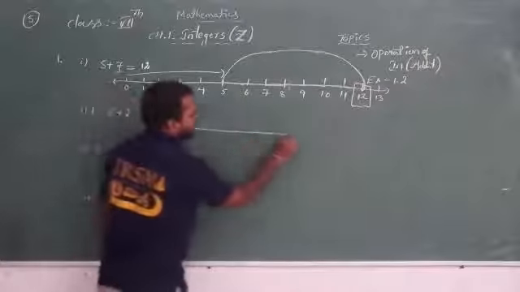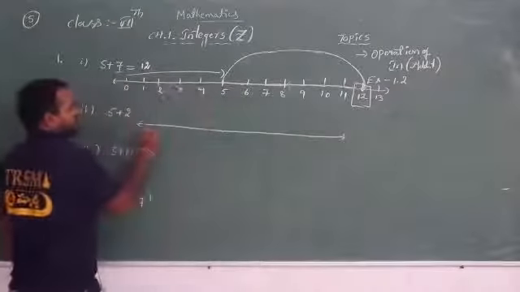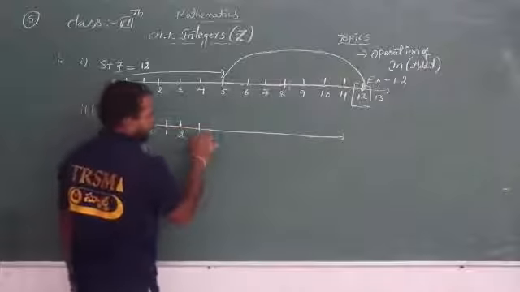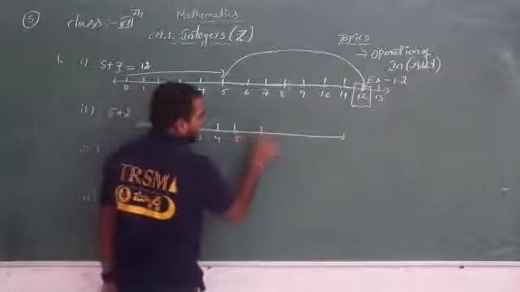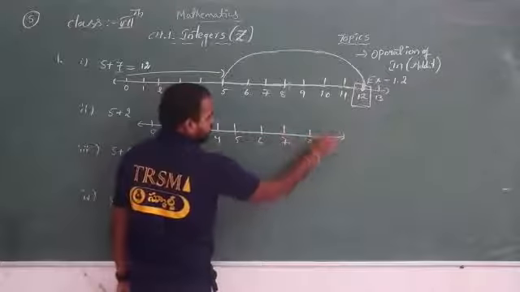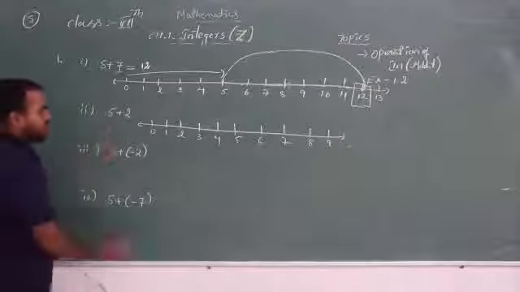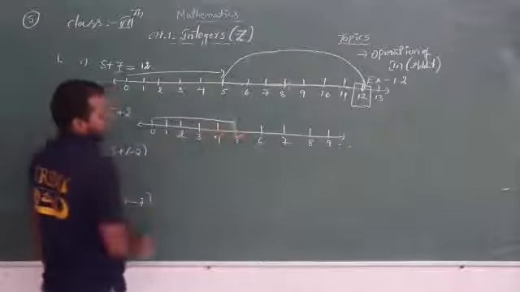So first we have to draw the number line. I am taking only positive numbers: 1, 2, 3, 4, 5, 6, 7, 8 and 9. Till 9 I took. Now, what is the first number? 5. So it means 5 is here.